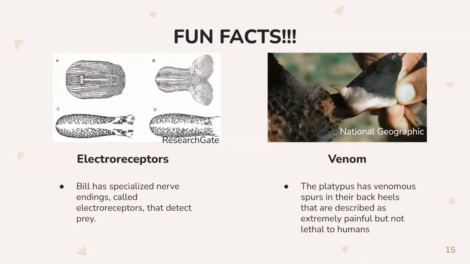And now some fun facts about a platypus. In their bill, they have electroreceptors, which are specialized nerve endings that detect the electrical signal of the movement of prey, similar to what is found in fish, and you might have heard sharks. And the platypus is venomous. They have venomous spurs in their back heel of all places, and they're described as extremely painful, but not lethal to humans. But you might want to keep your dog or cat away from a platypus.